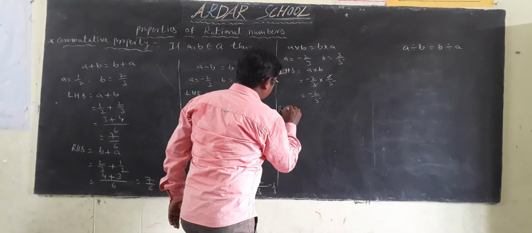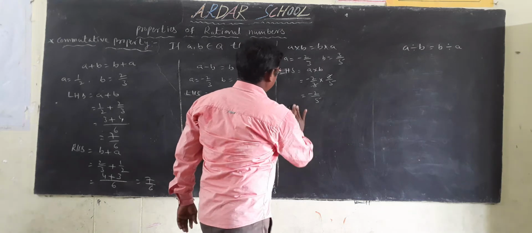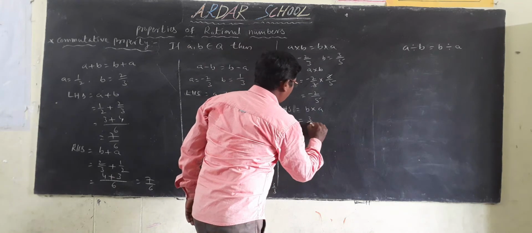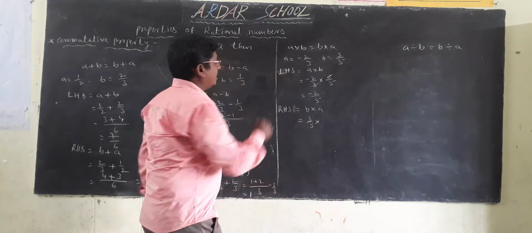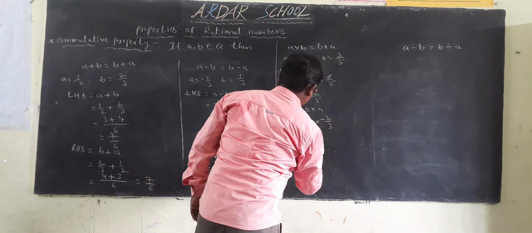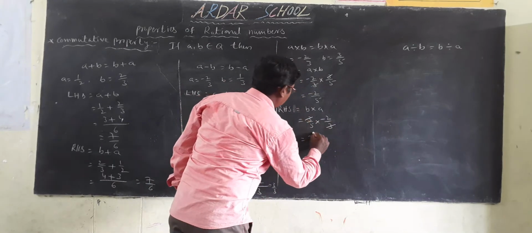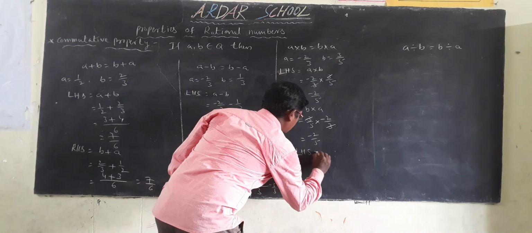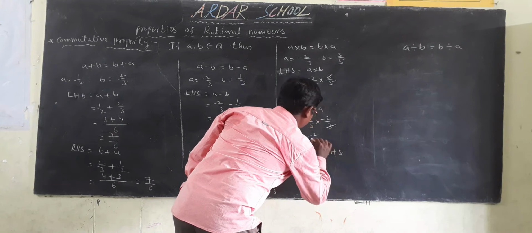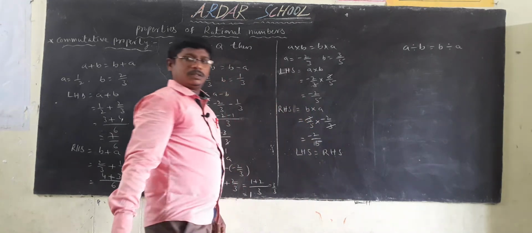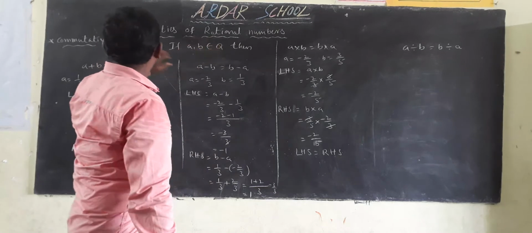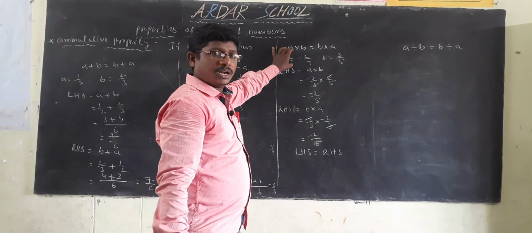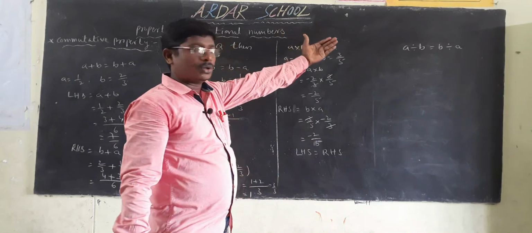Next RHS, B into A. B is 3 by 5 into A, minus 2 by 3. Here 3 cancels, minus 2 by 5. That is, LHS is equal to RHS. Therefore, the rational numbers satisfy the commutative property under multiplication. Next we go to division.